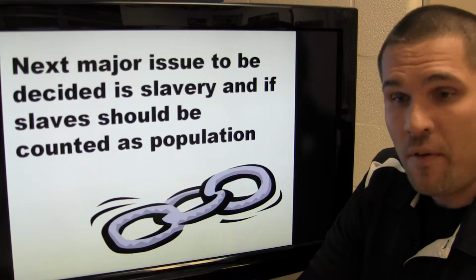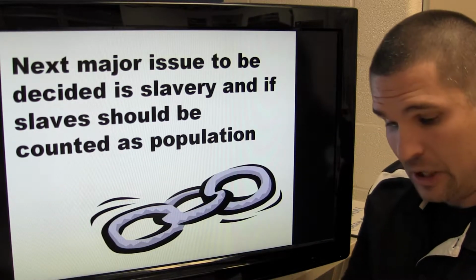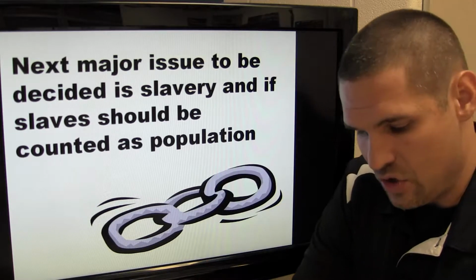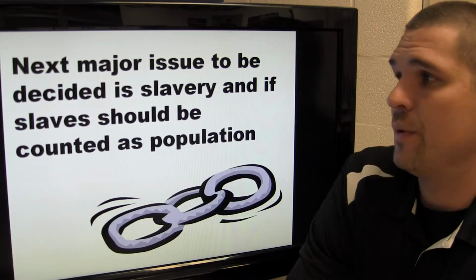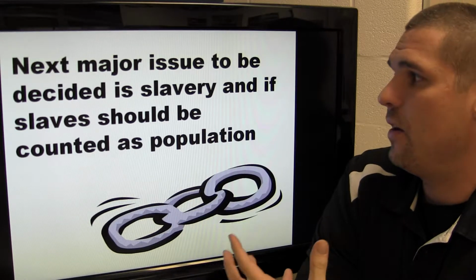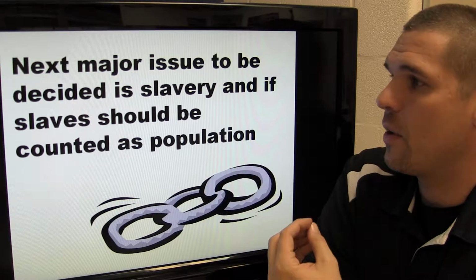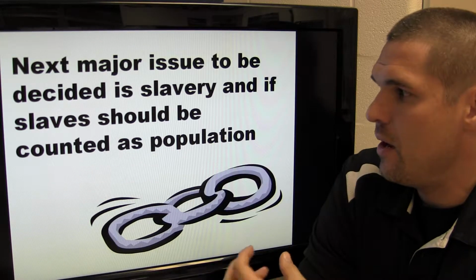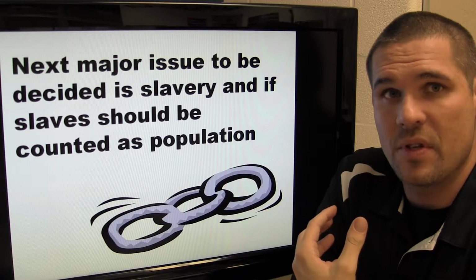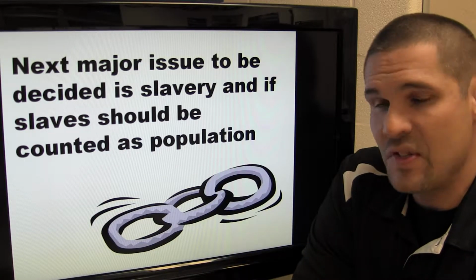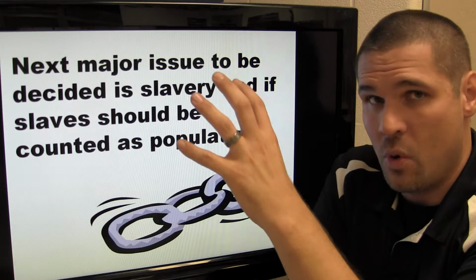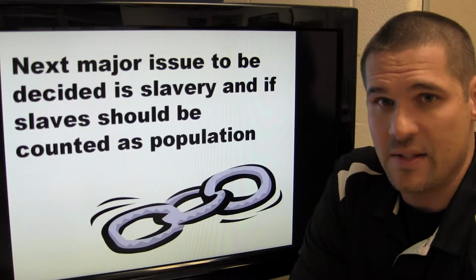All right, so we resolved that issue. That could have been a close one. That almost ended the convention right there. But now the next major issue is going to be how we're going to decide on slavery. Are we going to count them for population and for the purpose of taxation? So this is now going to come down to a battle between the northern states and the southern states.